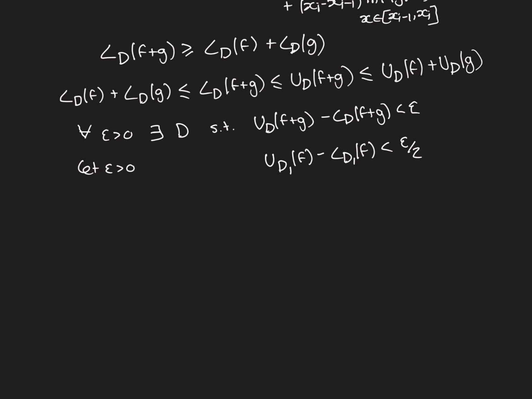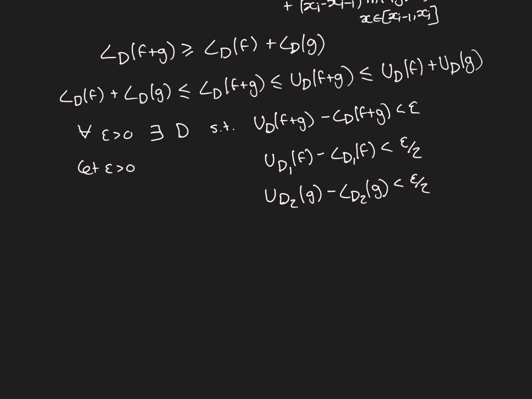Now, I can do the same thing for g. So I can find a dissection, and it isn't necessarily going to be the same dissection, so I'll call this dissection d2, such that the difference between the upper and the lower Riemann sums for g over that dissection is again less than epsilon over 2, and that holds true again because g is Riemann integrable and therefore obeys the Riemann integrability criterion. So I'm just using the Riemann integrability criterion with a tiny number epsilon over 2 here.